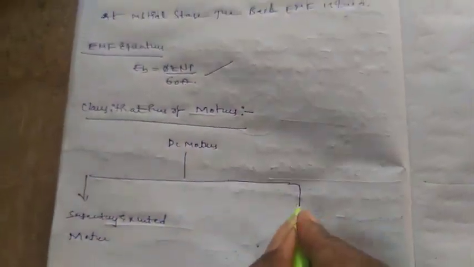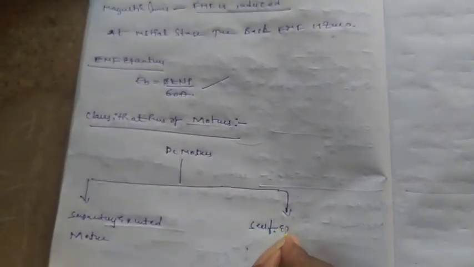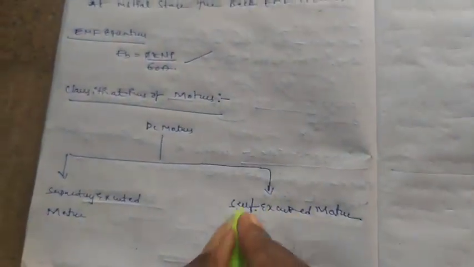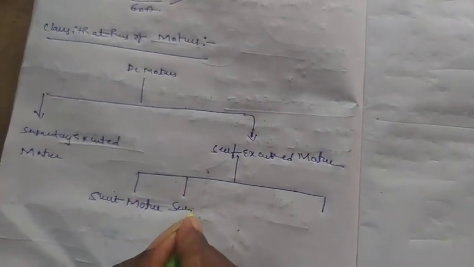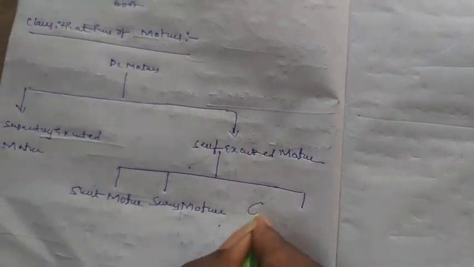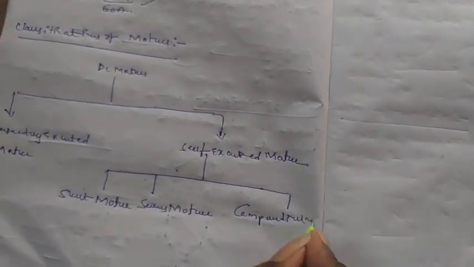So motors can be classified into some types. DC motors can be classified into two types: separately excited motor and self-excited motor. Self-excited is also called shunt motor, series motor, compound motor.